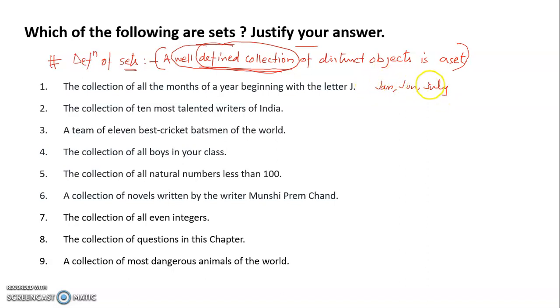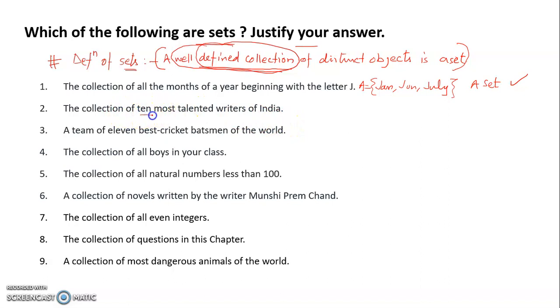This is very important. It doesn't matter who collects. Either I am writing these names or you are writing these names, our collection is going to be the same: January, June, and July. So 3 different months, and this particular collection is very well defined. That means it doesn't matter who collects the members of this set, they are going to be the same. So that becomes a set, and I'm going to put a right tick. That means yes, this statement or this collection represents a set.